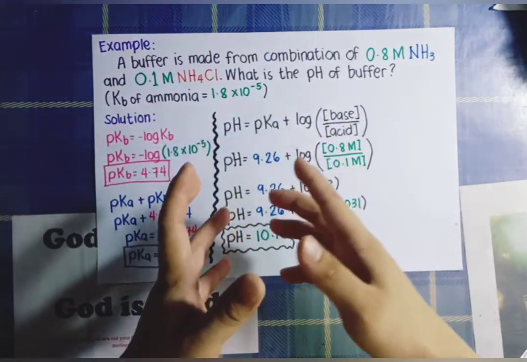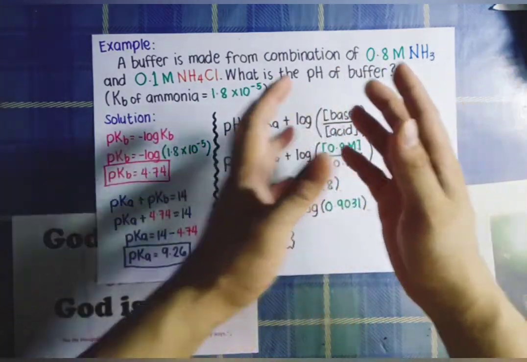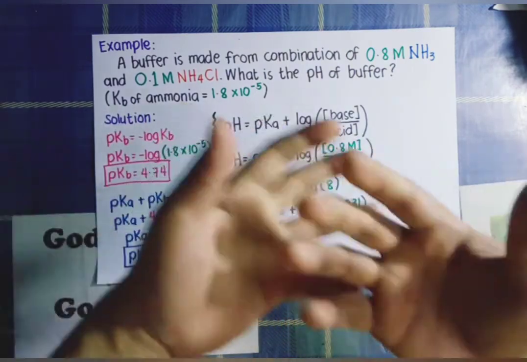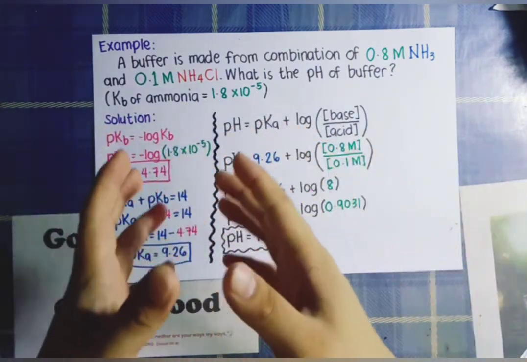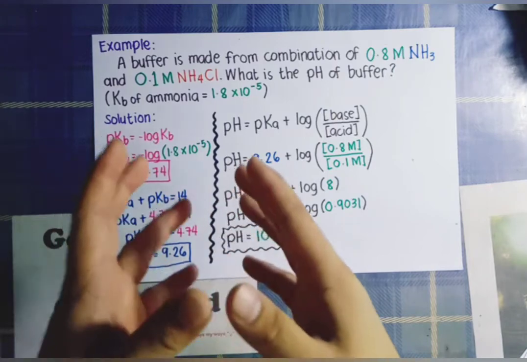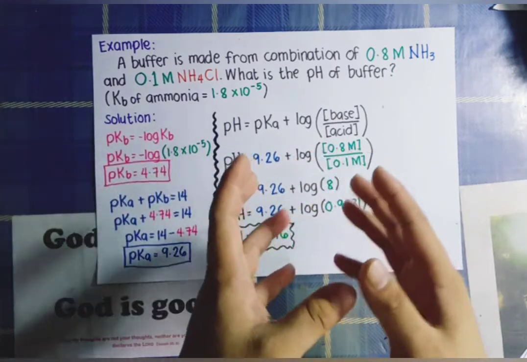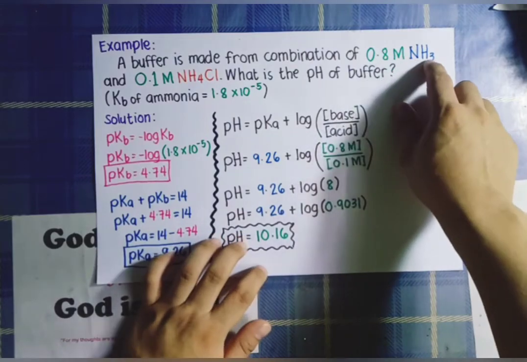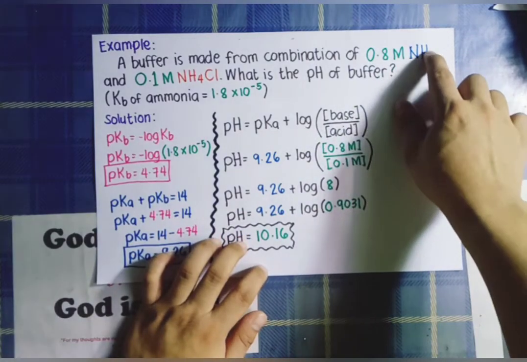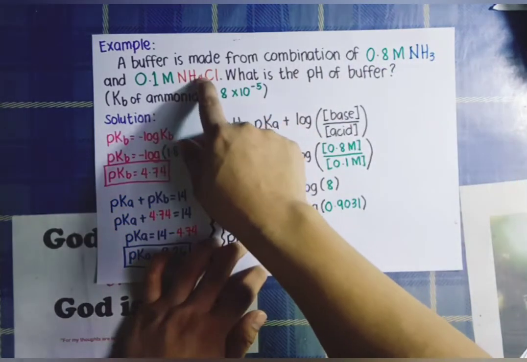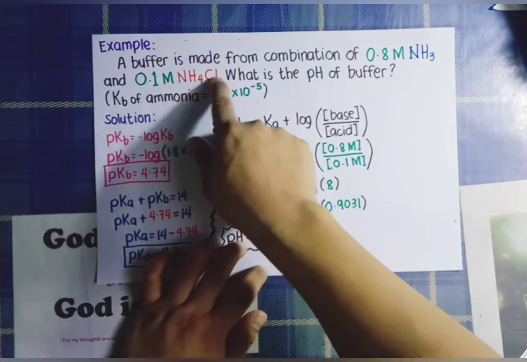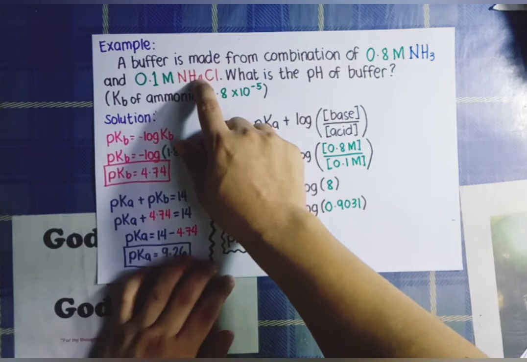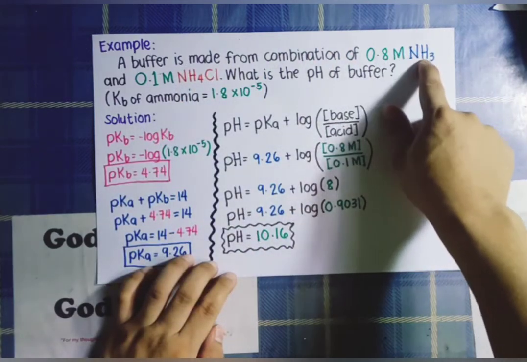Now, how did I know that ammonia is my base and ammonium chloride is my acid? I just compared their hydrogen contents. The one with higher hydrogen content will be the acid, and the one with lower hydrogen content will be the base. In this case, NH3 has 3 hydrogen and NH4 has 4 hydrogen. So this one has higher hydrogen content, therefore this one is an acid and this one is our base here.